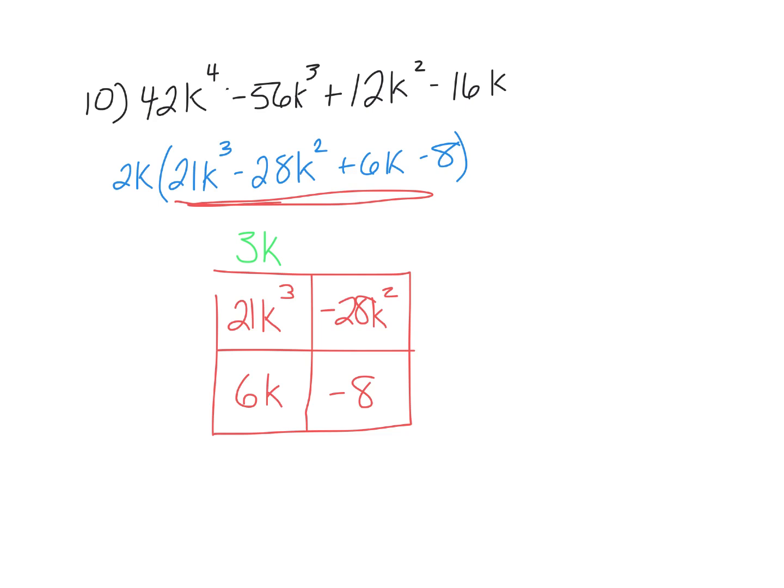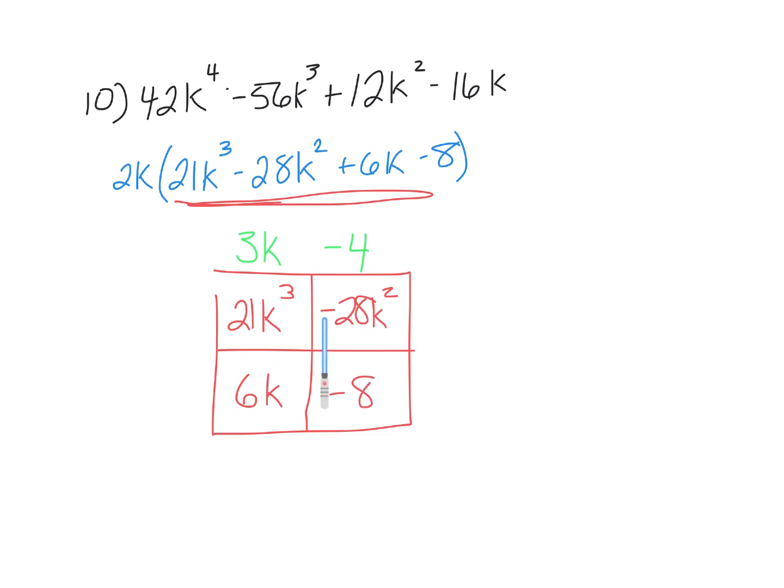So then I look at my negative 28k squared and my negative 8. Well, 28 can't divide by 8, so I go down to the next logical number, which would be 4, and I'm like, yep. And then you're like, well, what about the negatives, right? You can wait on the negatives until you're done and then go back and put them in. But I'm pretty confident on this one that this 4 needs to be negative, and I'll go back in a second and talk about why.